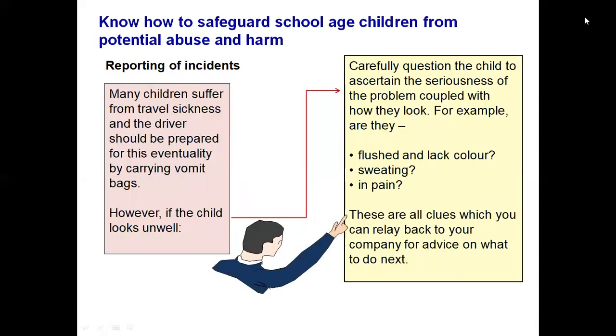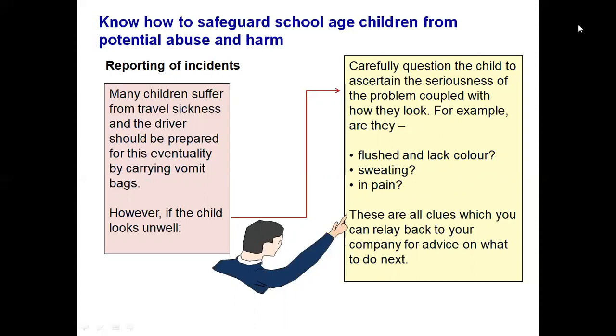Many children suffer from travel sickness. So be prepared. Carry vomit bags like you would see on an airplane. If the child looks unwell, you should use careful questioning of the child. Do not ask personal questions. For example, you could also look at them and see, are they flushed? Are they sweating? Are they pale? Are they in pain? You can relay this back to the company or directly to the parent for advice on what to do next. As I've said, in these situations, it's usually the parent that carries out the contingency plan and advises you what to do.